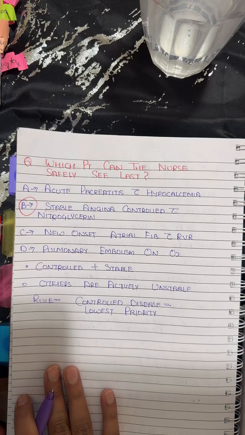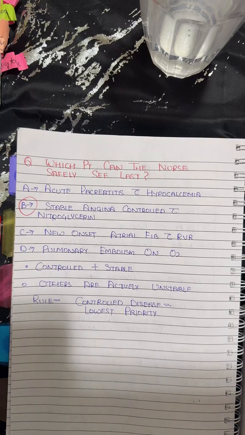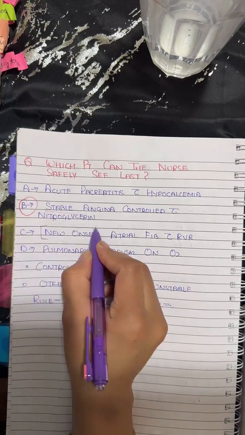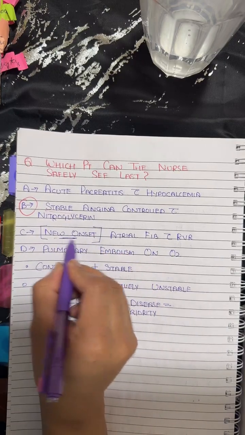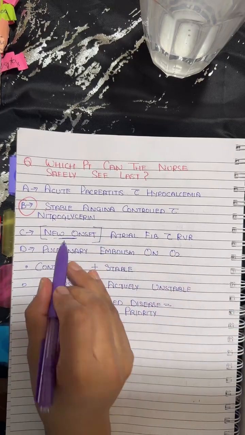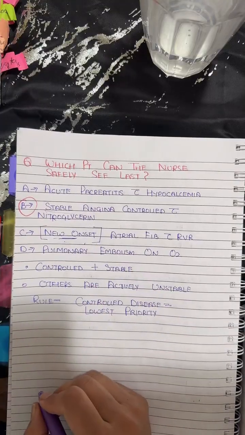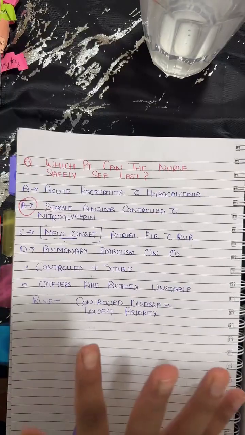D, C, D. Why D? Pulmonary embolism on O2. Yes, so the C is the right answer. Always look for new onset. If your option is saying new onset, go for it. It's okay, go for it, okay?